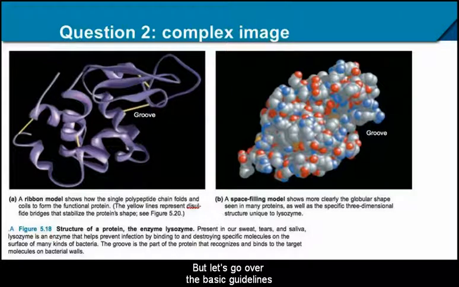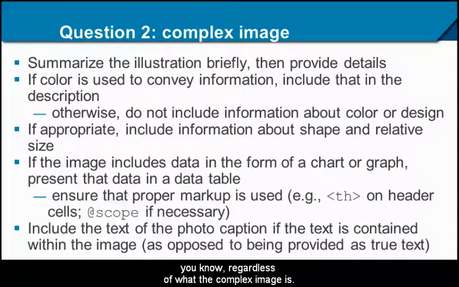But let's go over the basic guidelines for describing this type of image, regardless of what the complex image is. We always want to summarize the illustration briefly and then provide details. Use a drill-down method of providing information in an overall summarization and then increasingly complex details. If colors are used to convey information, include that in the description. Otherwise, don't include design or color details. In this case, we will talk about color, but just briefly. If appropriate, include information about shape and relative size.